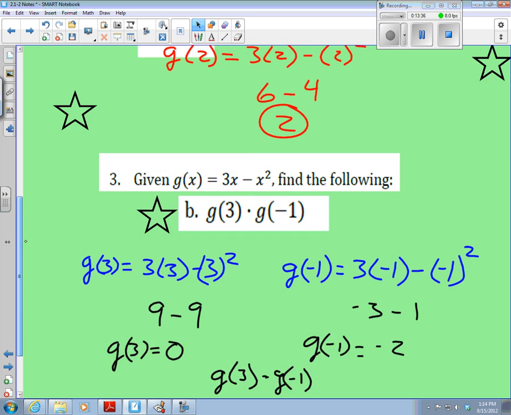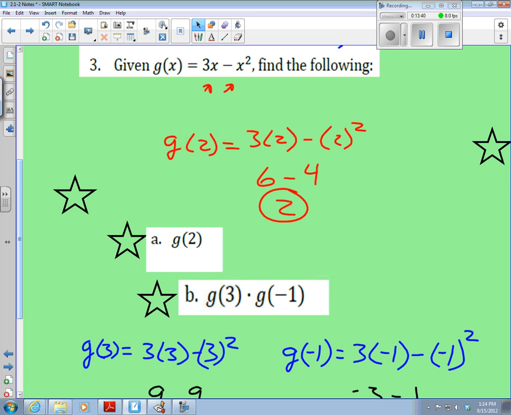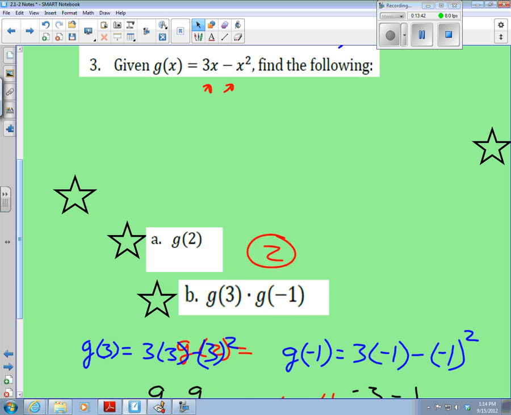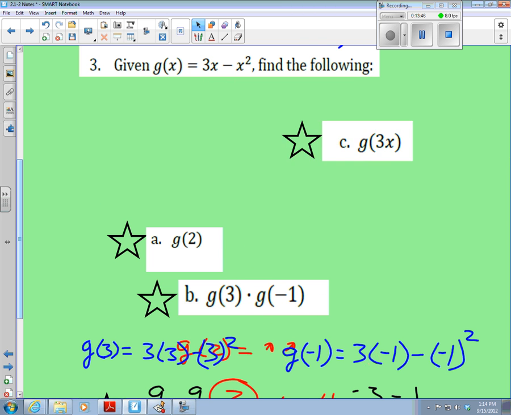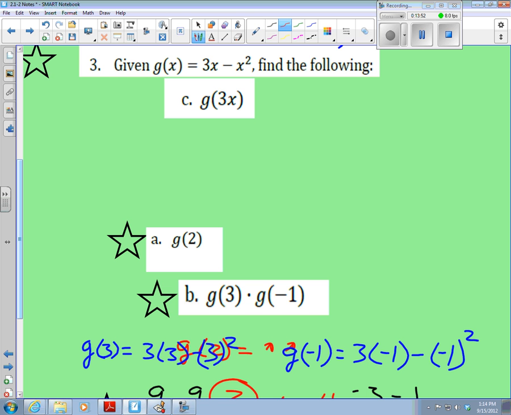Let's go back up here and get this last one. Okay, now we're actually plugging in an expression, not just a number, but an expression. You don't do it any differently. We're going to plug 3x in for x. So we're going to find g of 3x. I'm going to plug this whole thing in for x right here and right here.